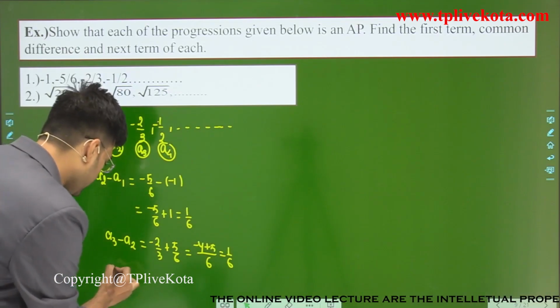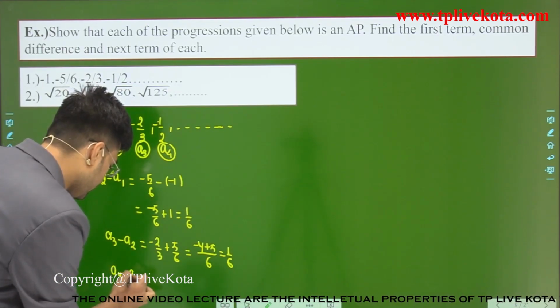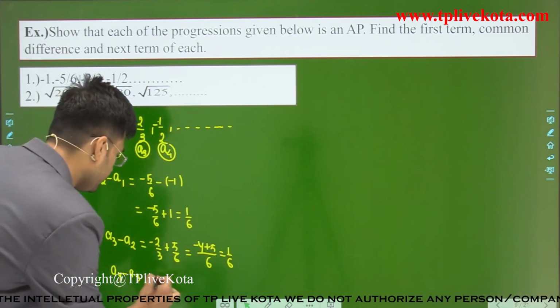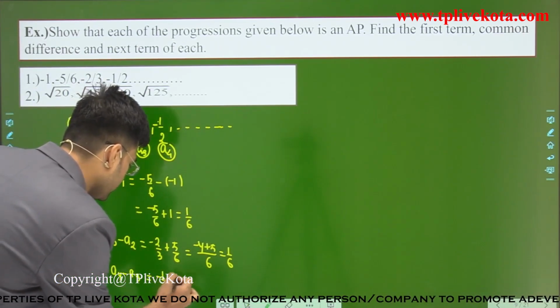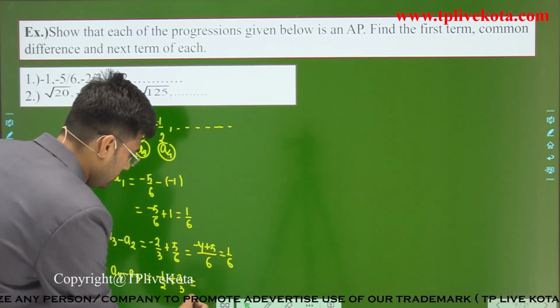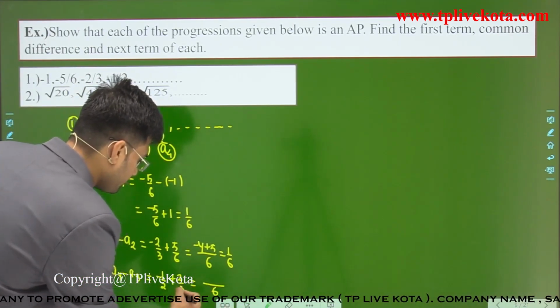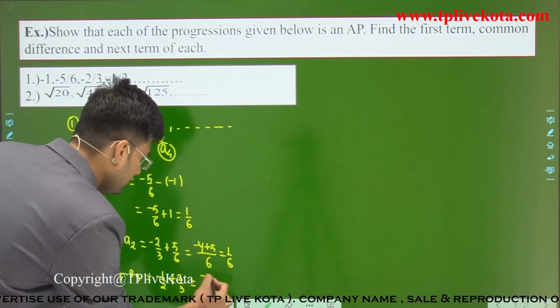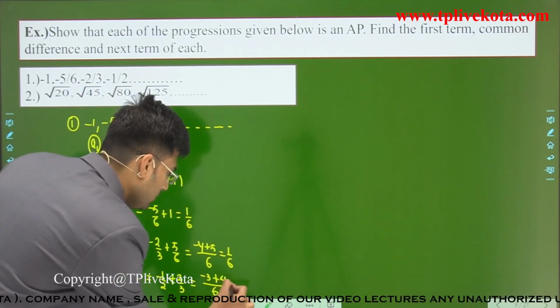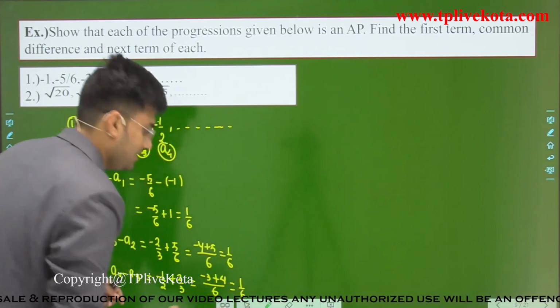Similarly A4 minus A3 is equal to A4, which is minus 1 by 2, plus 2 by 3, minus minus becomes plus here, so it is equal to minus 3 plus 4, that is equal to 1 by 6.